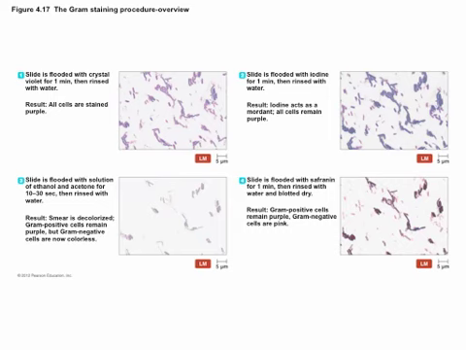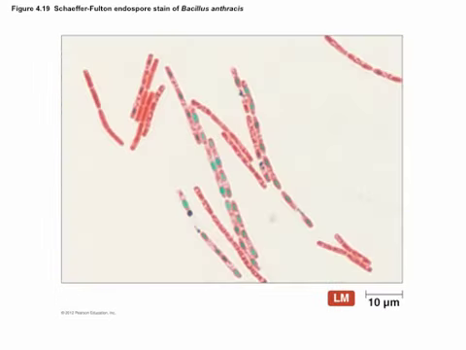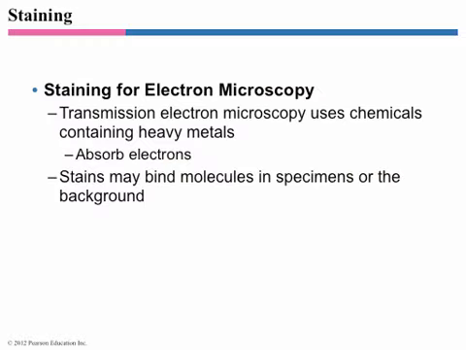Here's a little bit of a more differential gram stain there. You can see some pink bacilli and some purple cocci. Oh yeah, and here's an endospore stain. Sorry, my label got kind of covered there. Staining for electron microscopy. I think you guys talked about electron microscopy last time.